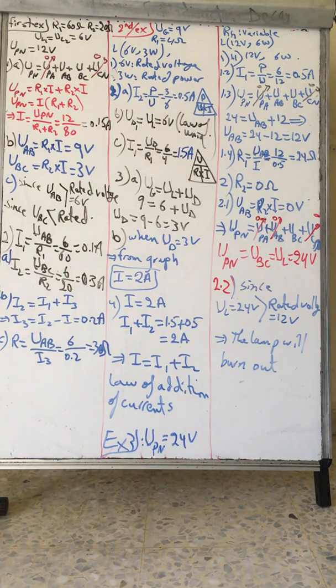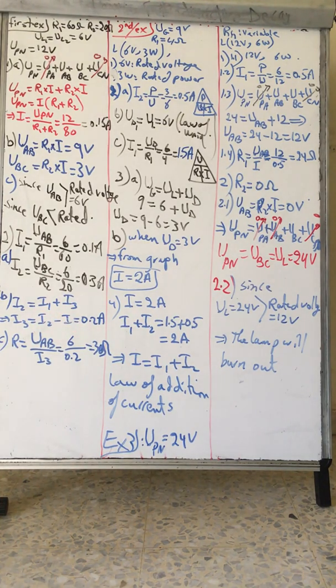Similarly, I2 in L2 equal UBC over R2. UBC equals 6 volts. Why? Because the lamp functions normally. Over 20 we get 0.3 amperes. Now by applying the law of addition of current, part B, find the value of I3. Referring to the figure, we can write I2 equal I1 plus I3. Then find I3: I3 equal I2 minus I1.